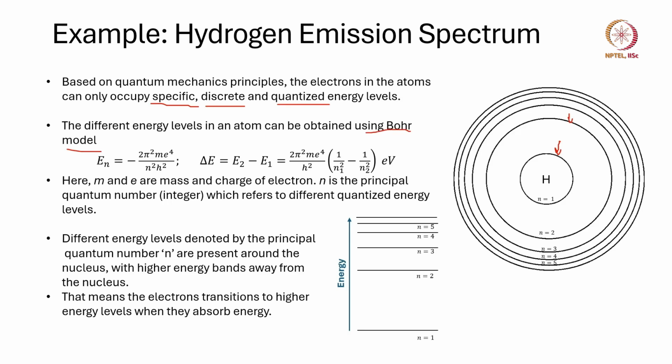And here in this relation, m is the mass of the electron, e is the charge of the electron, and n is the principal quantum number, which refers to the different quantized energies. Here, as we can see, the different energy levels in a hydrogen atom, where as the principal quantum number value increases, we move away from the center.